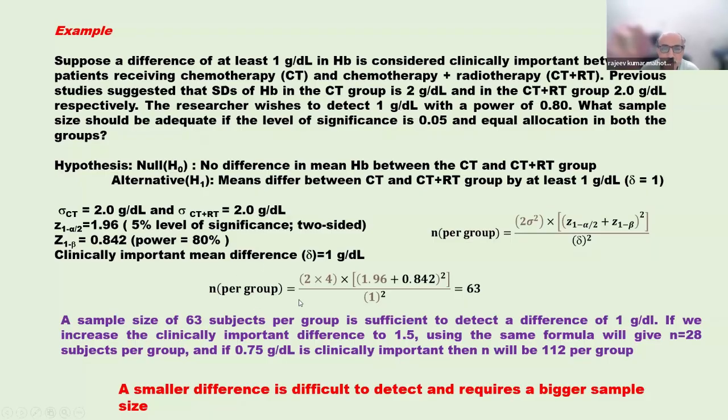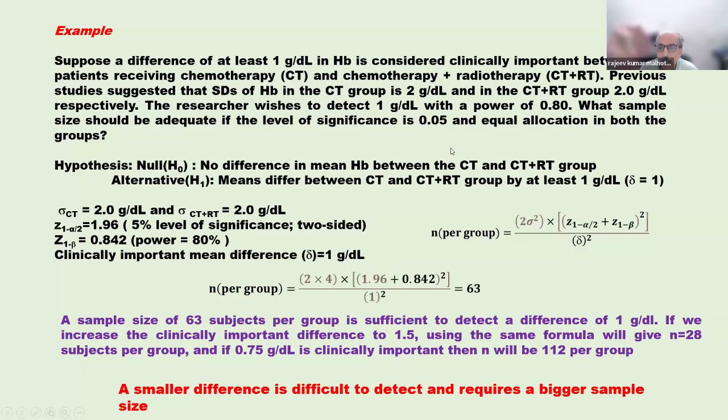Then I use this equal variance formula for calculating the sample size. That is 2 multiplied by standard deviation square, multiplied by Z1 minus alpha by 2 plus Z1 minus beta, squared, divided by your clinically important difference squared. Clinically important difference is 1 gram per deciliter. Standard deviation is 2, squared that is 4, multiplied by 2, with Z alpha by 2 being 1.96 and 80% power 0.842. That gives the sample size of 63 subjects.